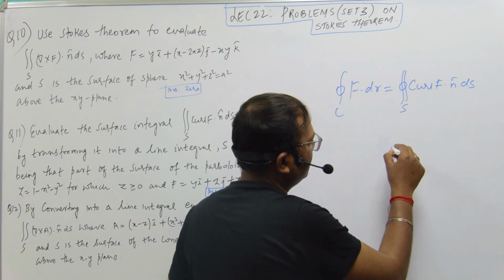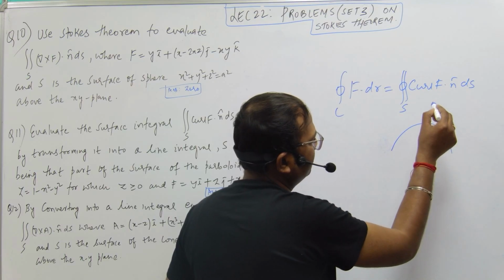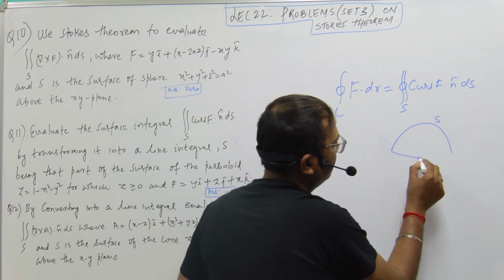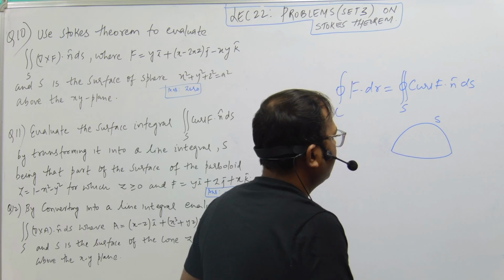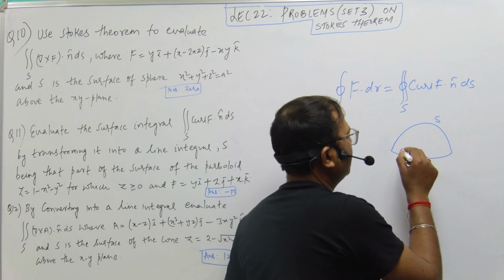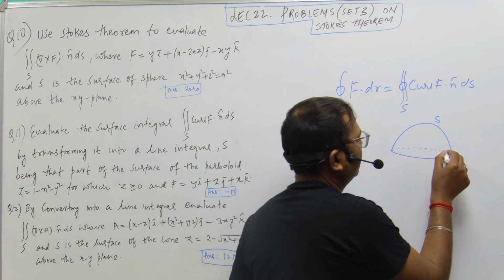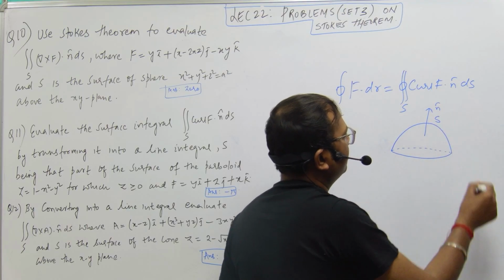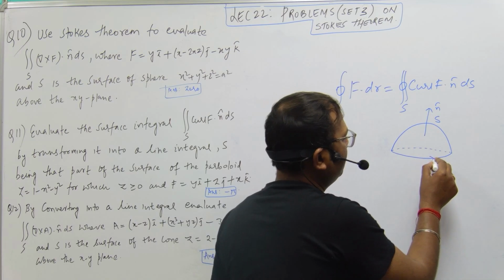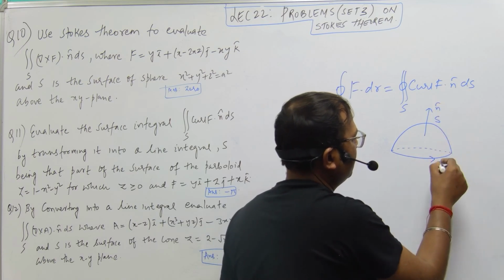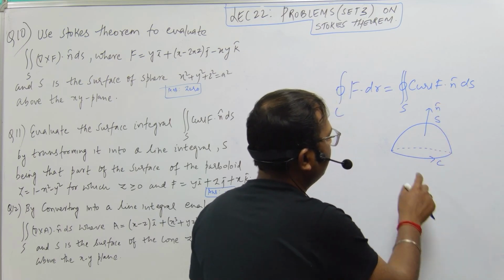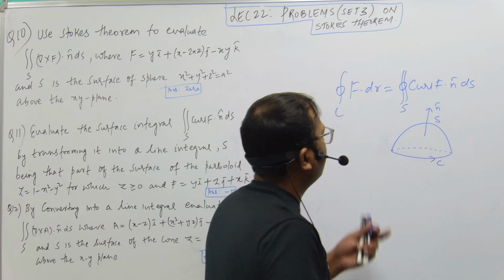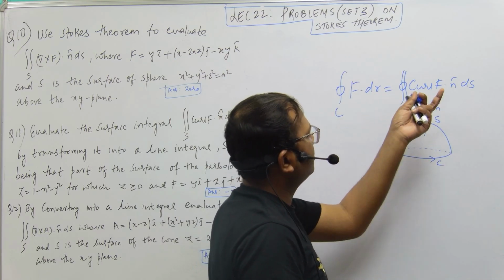Let us consider a surface S like this, and we have a curve that is bounding this surface S. Obviously the unit normal vector will be in this particular direction, so the orientation of this curve C will be in the anti-clockwise direction based on the right hand thumb rule. So this is our curve C and this is our surface S. The line integral is equal to the surface integral.